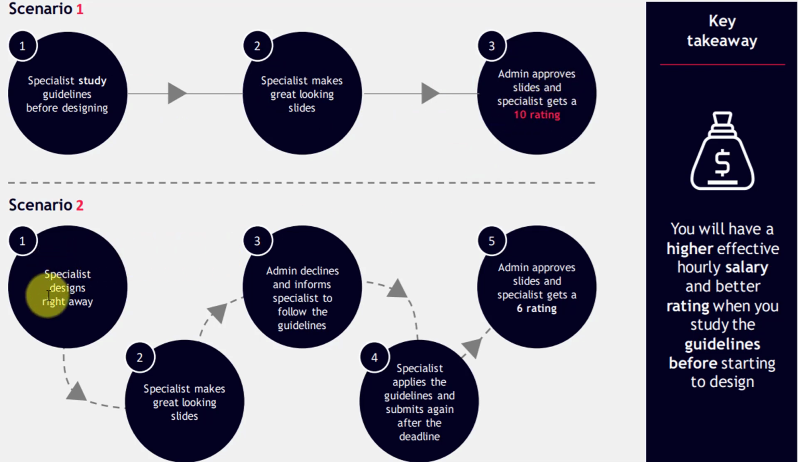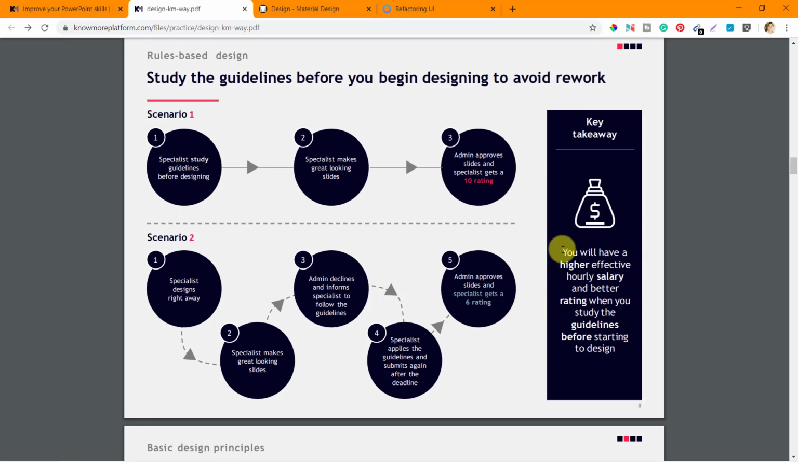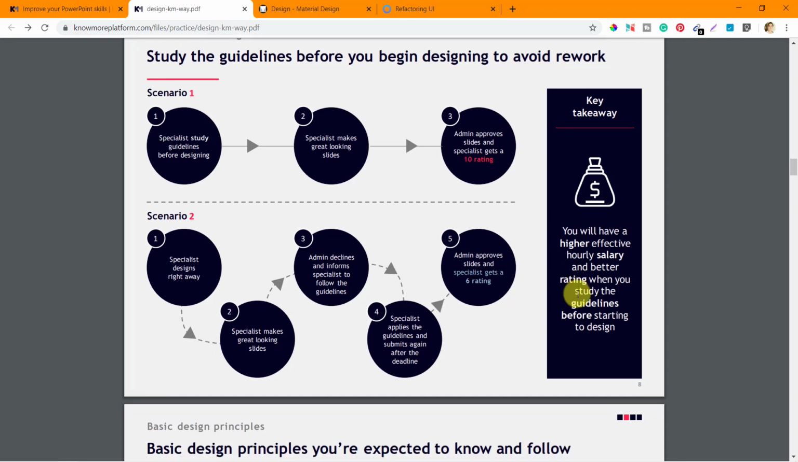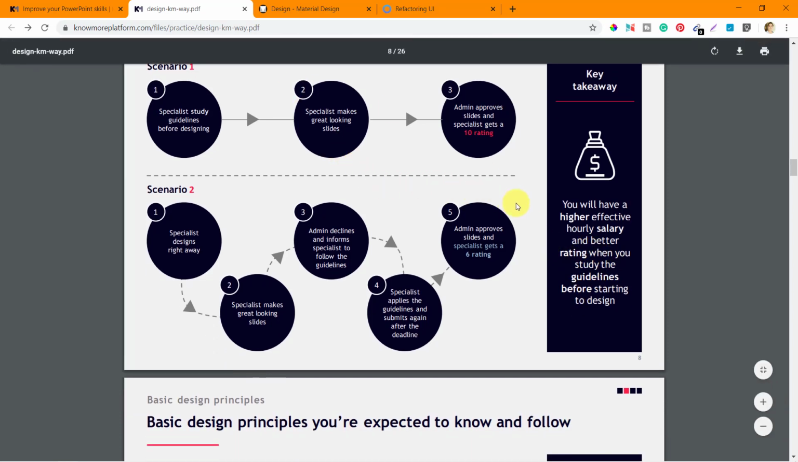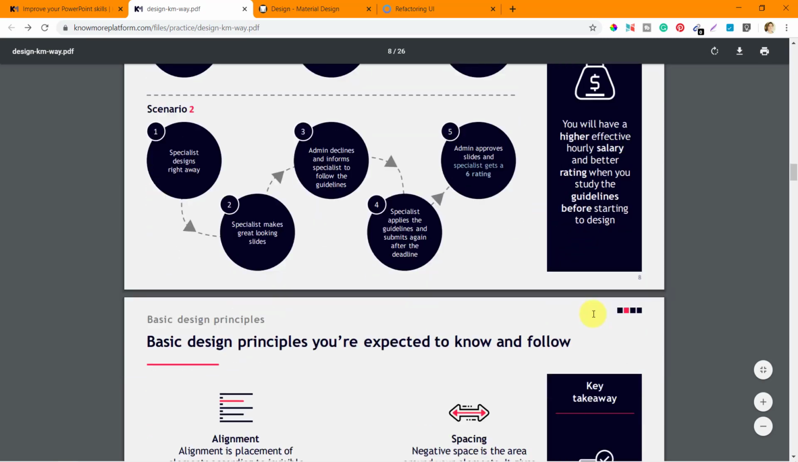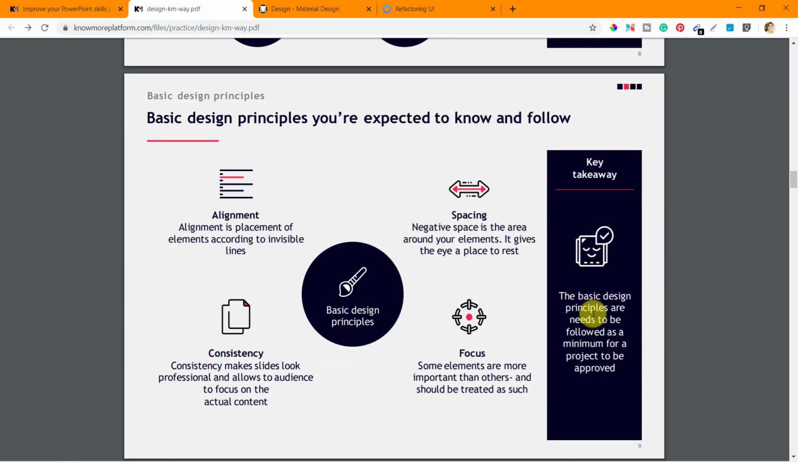But when you do not study the guidelines, there is a long process where a lot of rework is required, and you get only a 6 rating, which is not good for any of the specialists who want to get to level 5 very quickly, right? All right, the key takeaway here is you will have a higher effective hourly salary and better rating when you study the guidelines before starting to design. Okay, so read the guidelines.